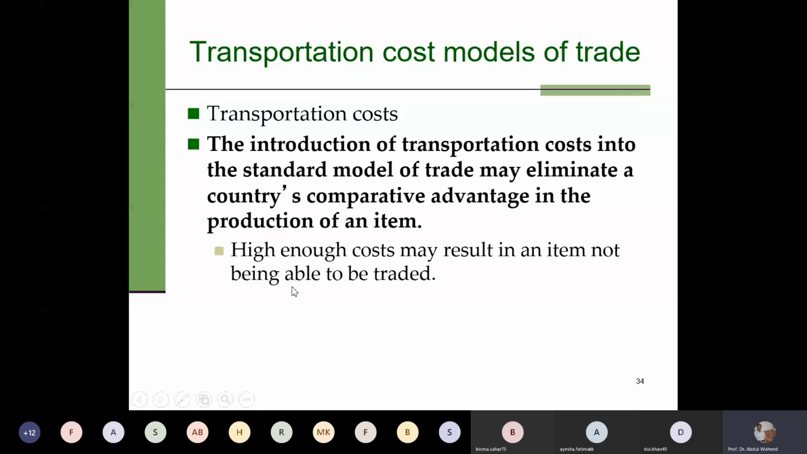So high cost may result in an item not being able to be traded. If the transportation cost is higher than the price differential, then that good would become non-tradable. If the transportation cost is lower than the price differential, then that good will become tradable.